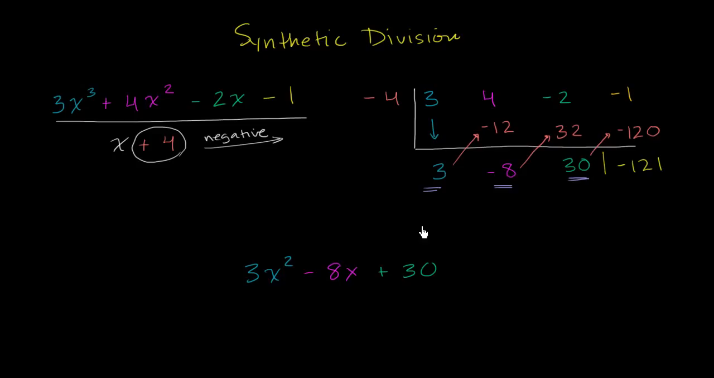So minus 121 over x plus 4. This didn't divide perfectly. Another way you could have done it, you could have said this is the remainder, so I'm going to have a negative 121 over x plus 4, and it's going to be plus 30 minus 8x plus 3x squared. So hopefully that makes some sense. I'll do another example in the next video, and then we'll think about why this actually works.